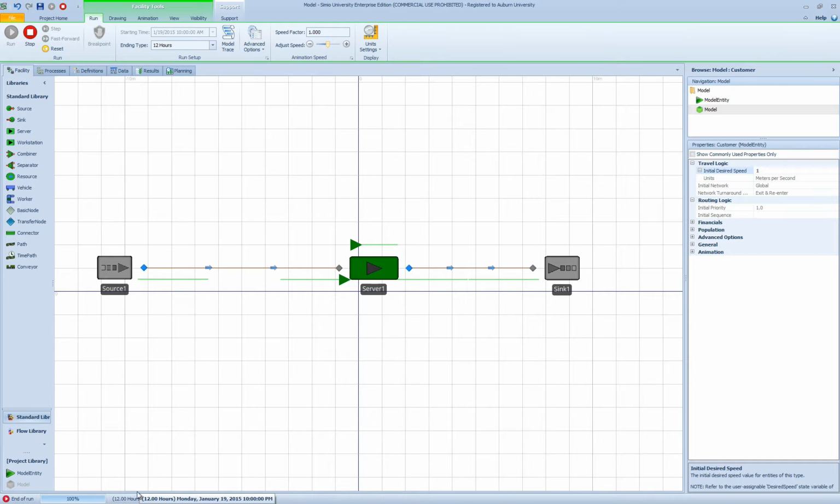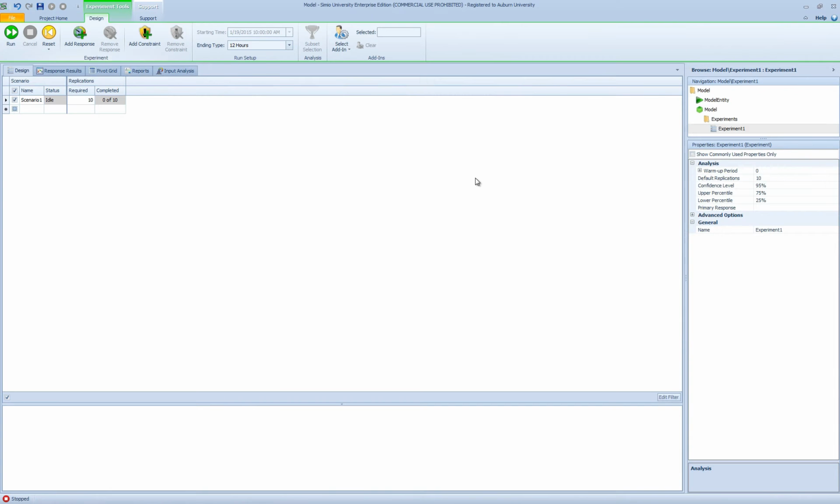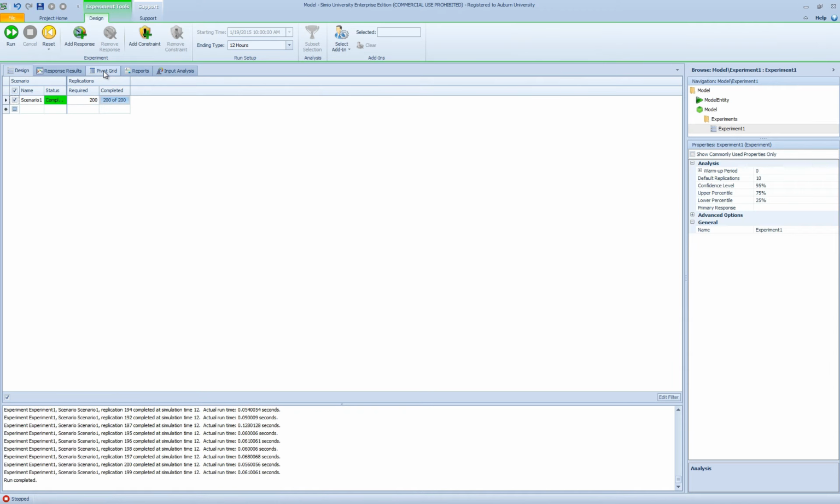So we know that since we are dealing with random numbers here, one run of the model is not enough to make any decisions. So what we need to do is to replicate our model, and in order to do that in Simio, we need to go to the Project Home ribbon and create a new experiment. Now you can see the design or properties of your experiment here. You can simply set the replication number here, and I'm going to set it to 200 as specified, and I'm going to hit run, and the run is over.